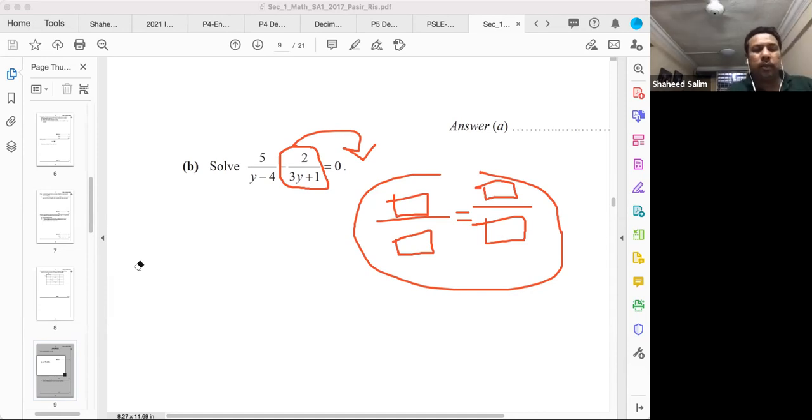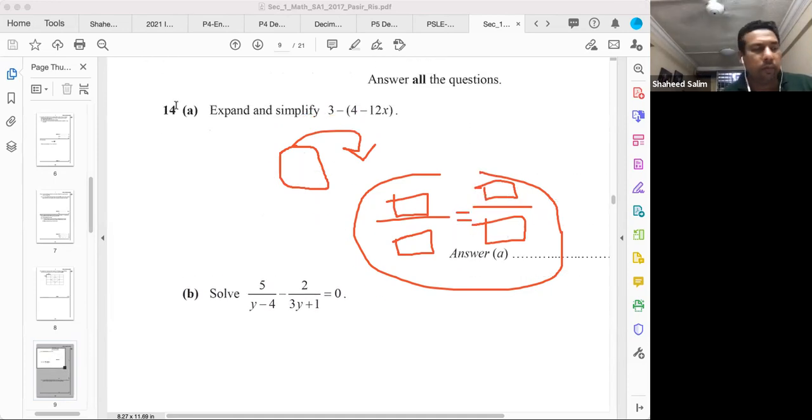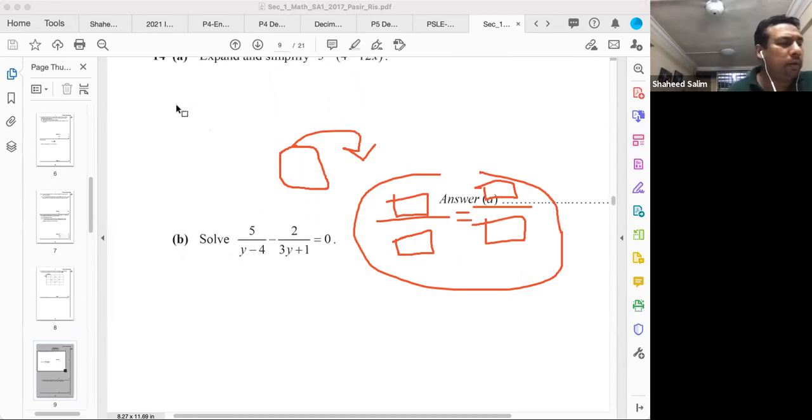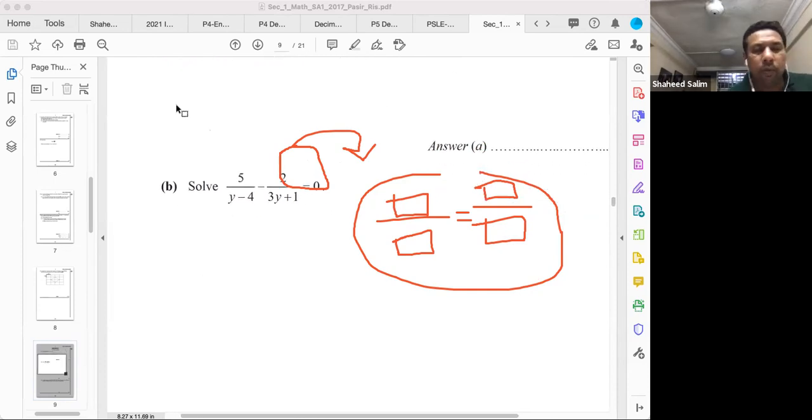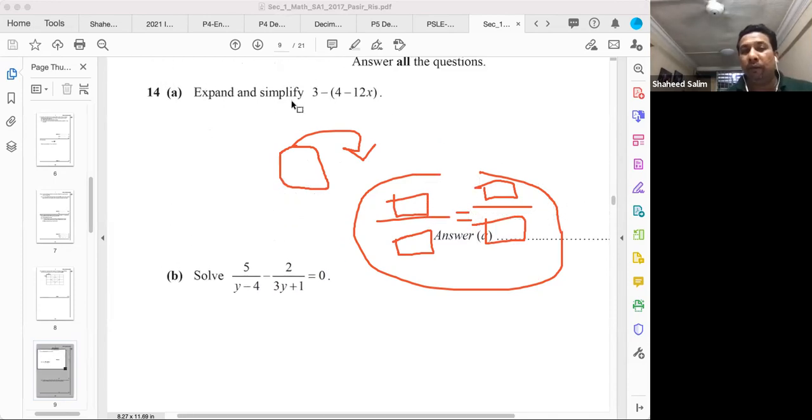Okay, right, let's see. This is from here. This one, 14. Okay, so now down here, you have the word solve. Down here is simplify. Solve means you must find out what y is.